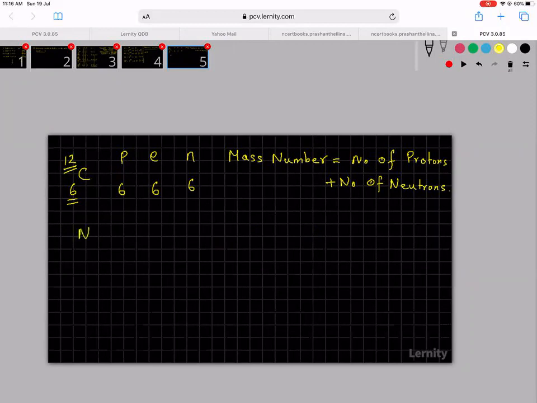Nitrogen has atomic number 7 and mass number 14. Then oxygen has atomic number 8, mass number 16. After oxygen you have fluorine. Please write the names of the elements also. Fluorine has 9 and then it has 19.